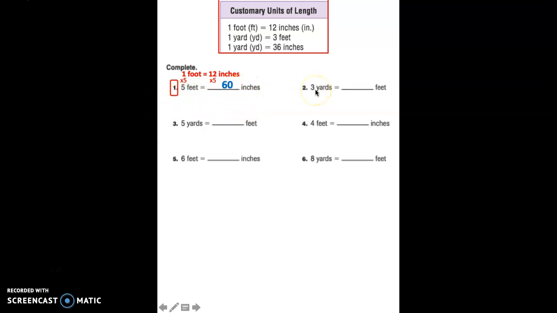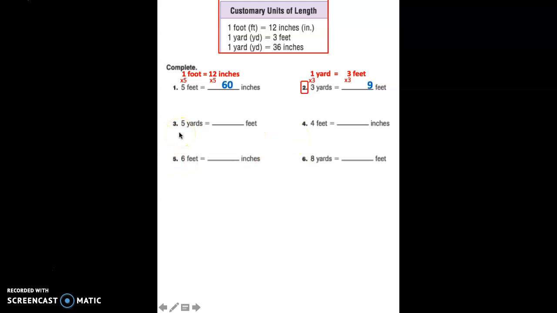Let's try number 2. 3 yards equals blank feet. I know 1 yard equals 3 feet. 1 yard times 3 gives me 3 yards. Remember, whatever I do on this side of the equal sign, I must do on this side. So I need to multiply 3 feet times 3. 3 times 3 equals 9. So 3 yards equals 9 feet.